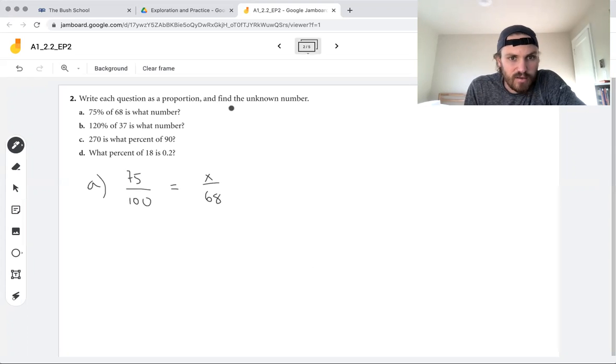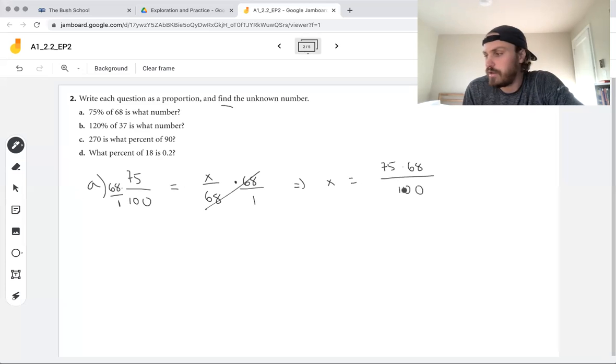And then it says, find the unknown number. So what I would do is say, well, what has been done to x? Well, x is being divided by 68. So to undo that, I can multiply by 68. Sometimes I like to write 68 over 1. And this divides, and I should just get x is equal to 75 times 68, all divided by 100. I don't have a calculator on me, but you'll be able to find that.